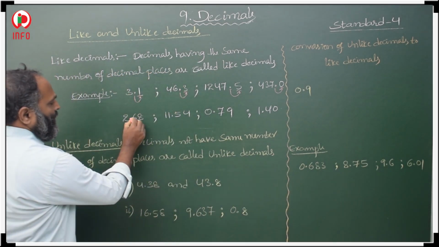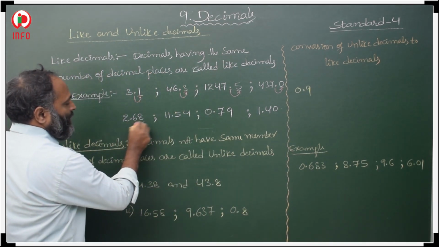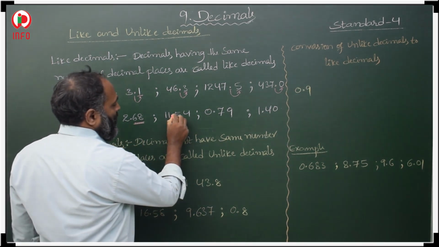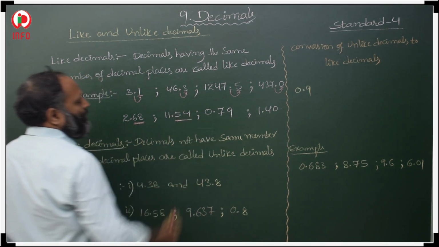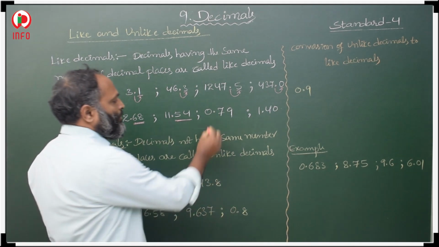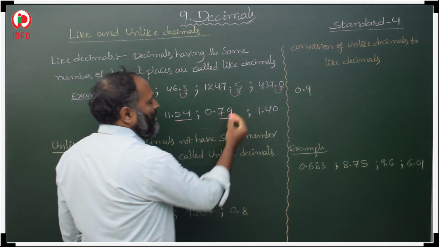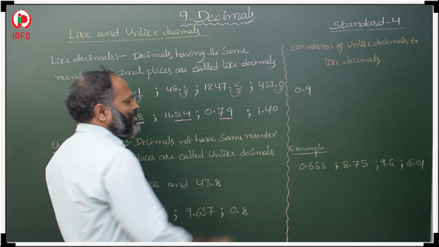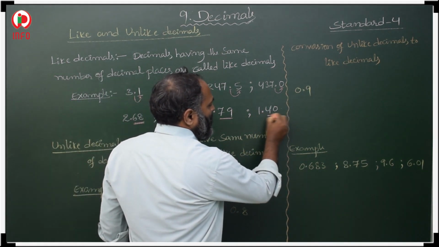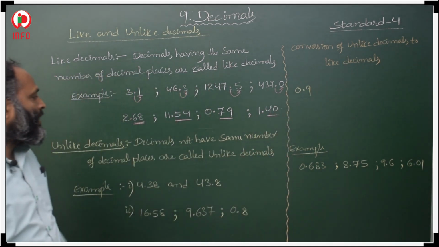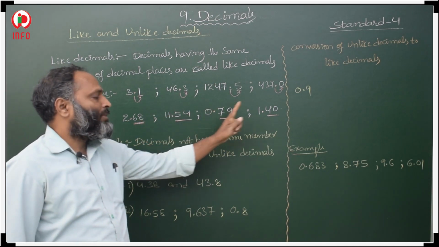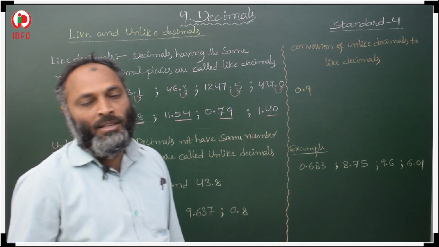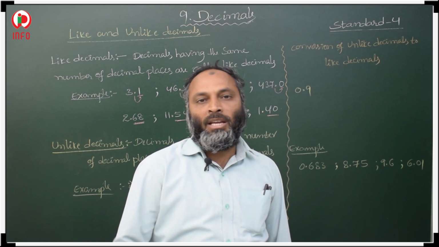Here 2.68, after the decimal we have 2 places. Here 11.54, after the decimal we have 2 decimal places. 0.79, after the decimal we have 2 decimal places. 1.40, after the decimal we have 2 places. Okay. If an equal number of decimal places is there, those decimals are called like decimals.